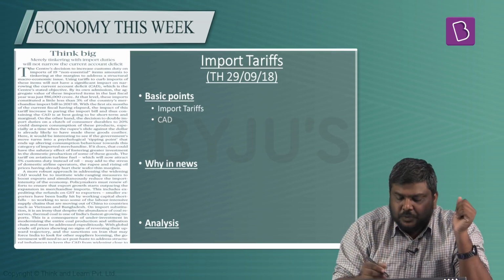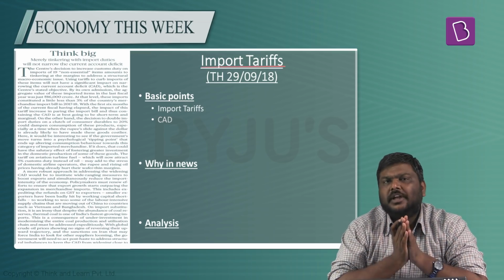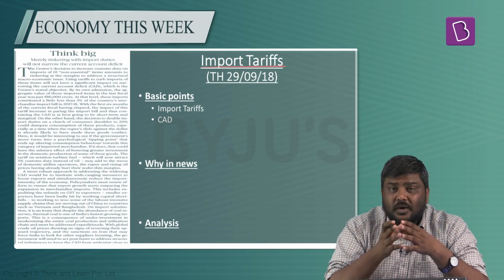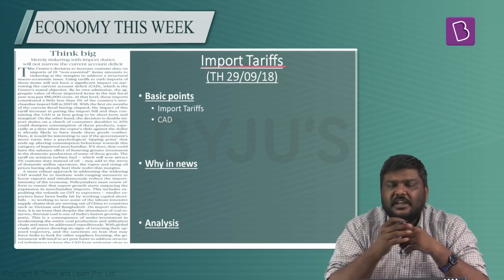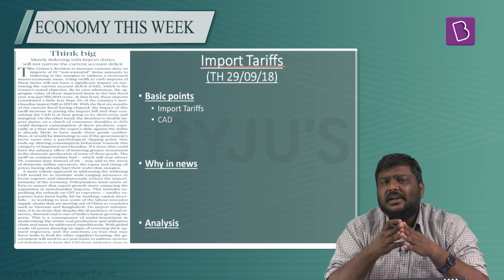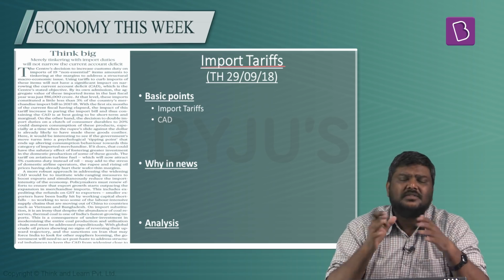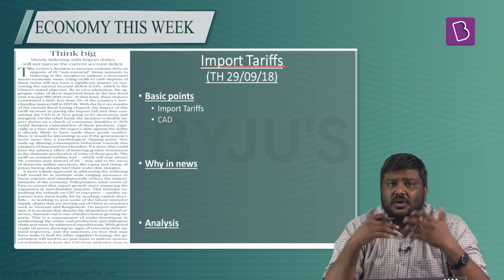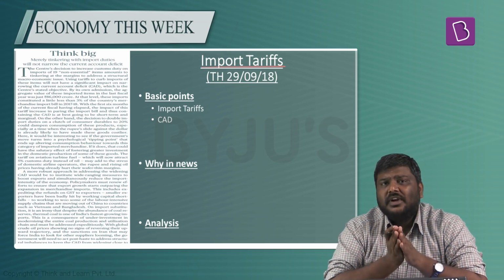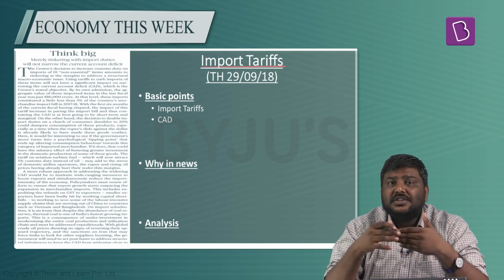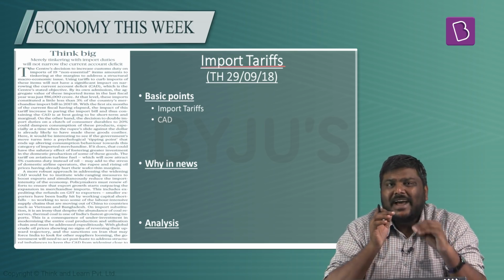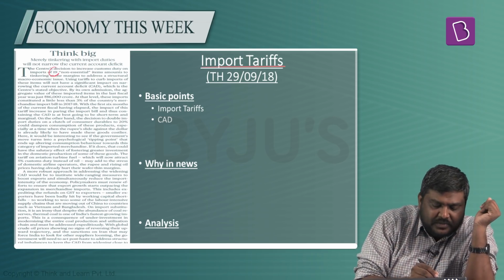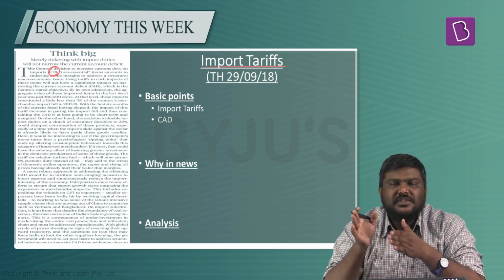The next article is related to the import tariffs announced by the Government of India on 19 imports coming into India. Recently, we've seen that the current account deficit has ballooned to more than 2.5% of GDP, and there is every possibility that it will be more than 3% in the present financial year itself. To reduce the trade deficit, the current account deficit, and the dollars flowing out of India, the Government of India has prepared a list of non-essential commodities and has started imposing tariffs on them. In the first round, they have imposed tariffs on 19 non-essential imports coming into India.